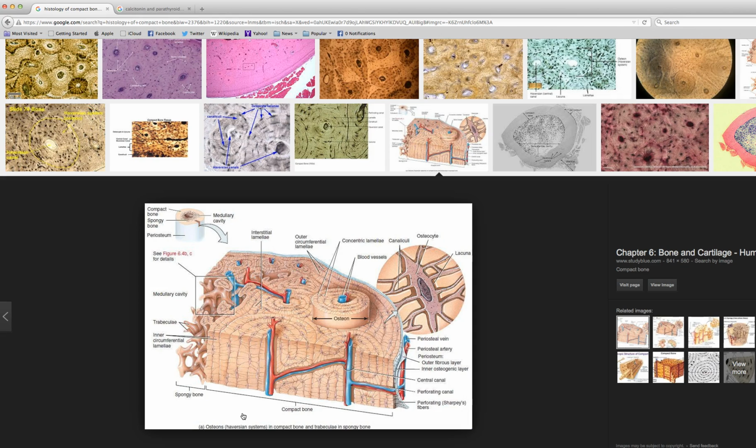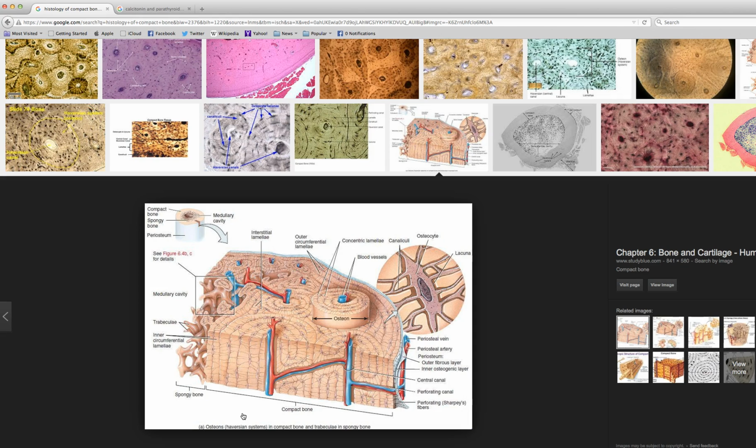Looking at other things through this chapter, I'm going to take one step back and go to page 172 in your book. There are 4 different types of bone cells. These are very important to know. The first is going to be these osteoprogenitor cells.